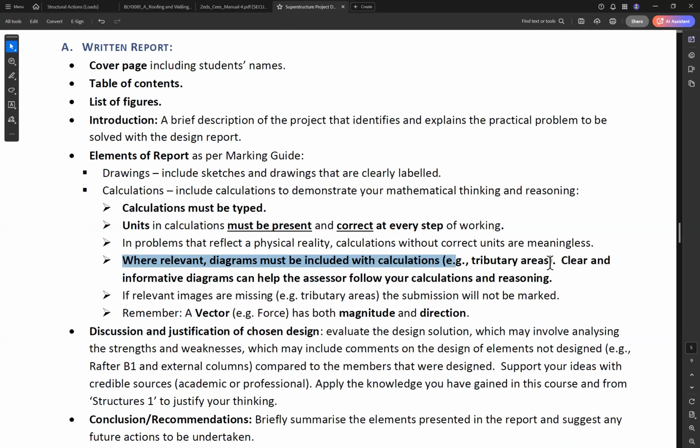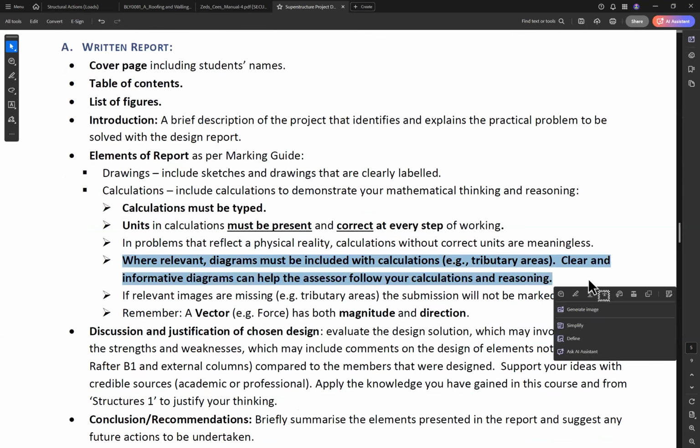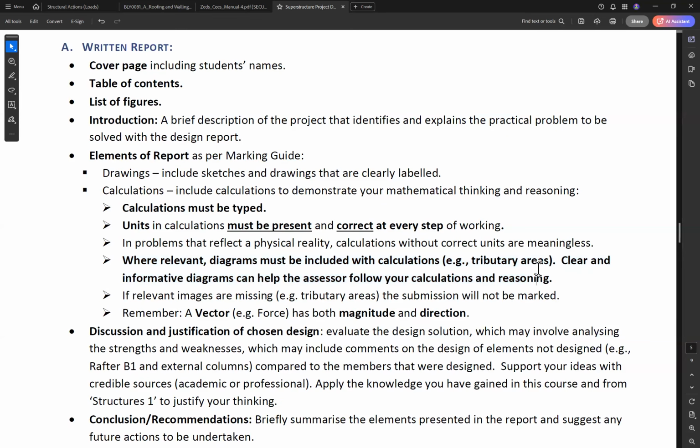Diagrams can be drawn manually, by hand, or using any software like Revit or Word or AutoCAD. Any software you want to use can be used.